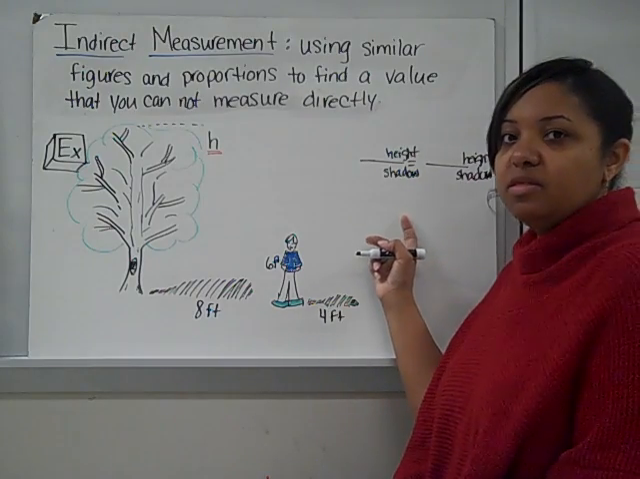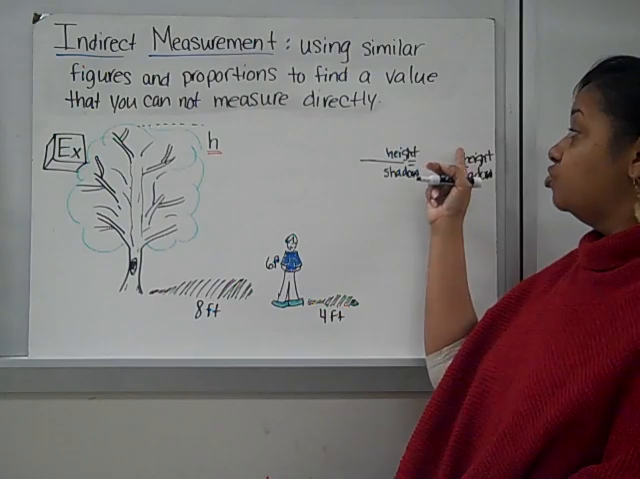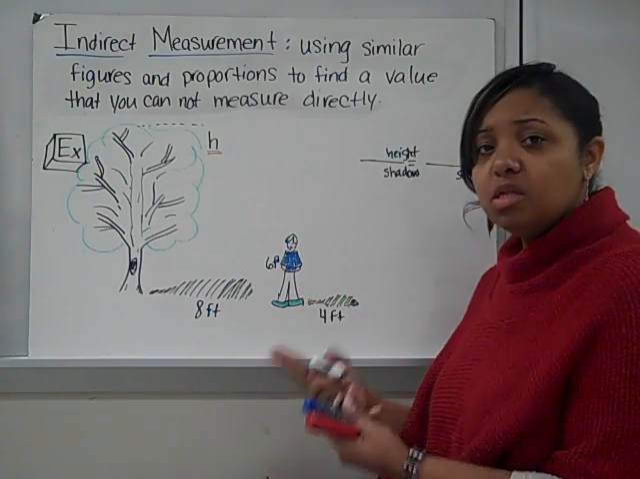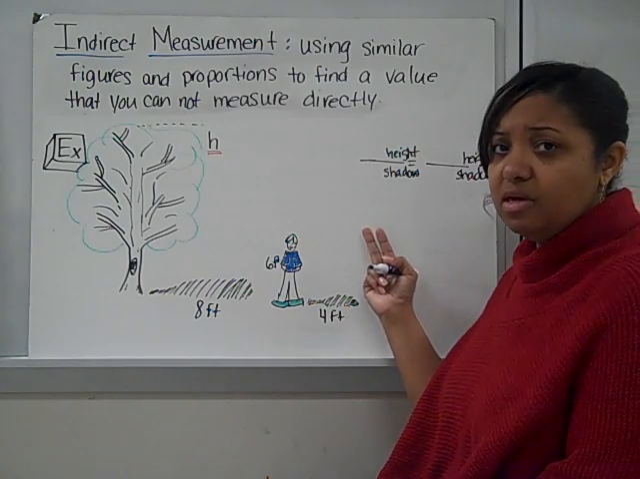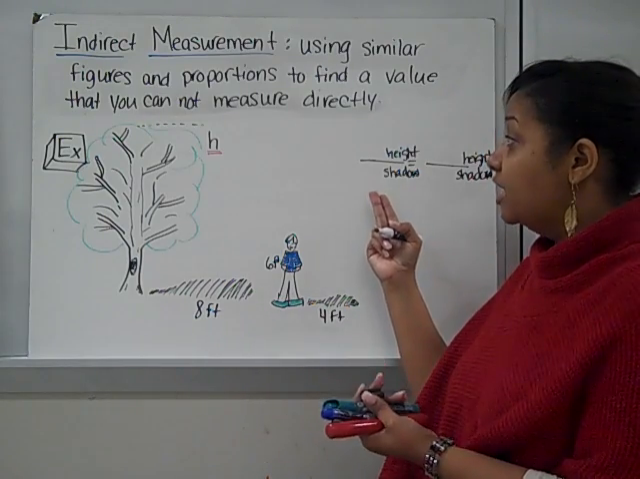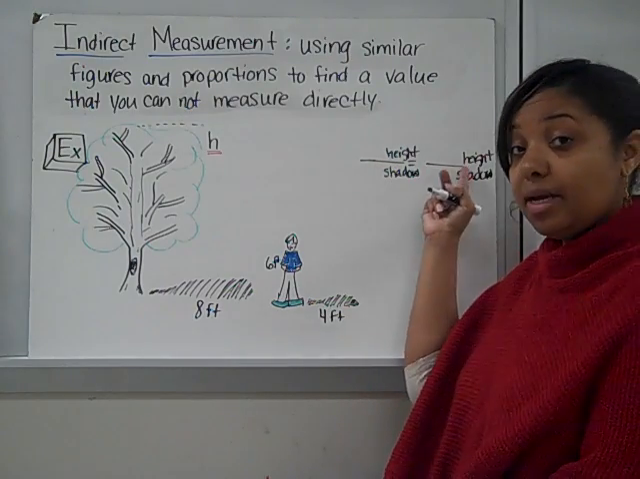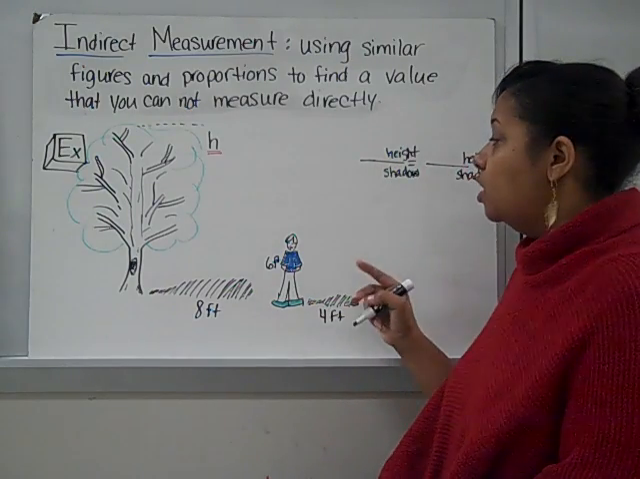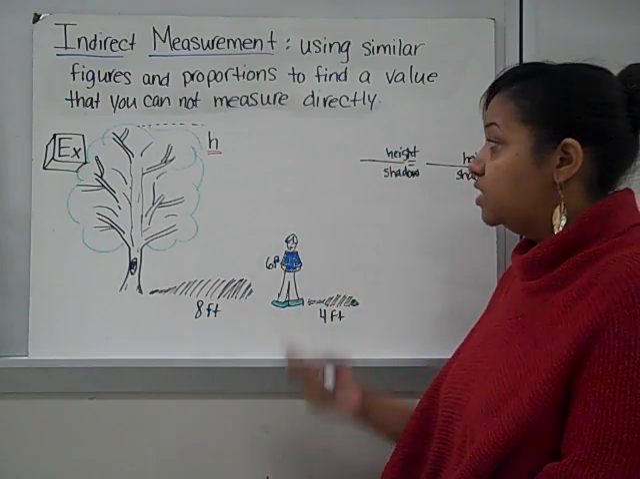And you can set it up like this, or you could put both heights on there and then do both shadows there, as long as it is in proportion. Okay, this is not the only way you could set it up, but in this case I'm using height to height and shadow to shadow. I'm having my height equal my height, shadow equal my shadow. So I'm going to do the tree just because it's on the left side.